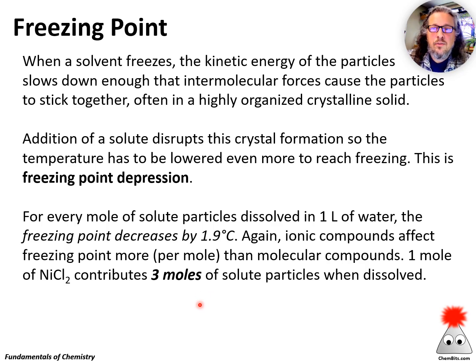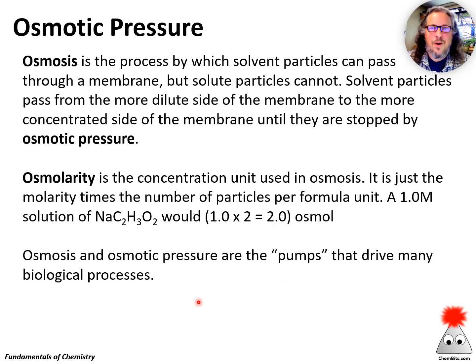The last colligative property that we're going to look at is a very, very important one biologically speaking, and that is osmotic pressure. So osmosis is the process by which solvent particles can pass through a membrane, but solute particles cannot. So I've got that membrane, and I can pass solvent back and forth across that membrane, but I can't pass solute across that membrane. Solvent particles go from the more dilute side to the more concentrated side until they're stopped by osmotic pressure, or until the two sides have an equal concentration. So that's ultimately what is trying to happen in osmosis. It's trying to equalize the concentration across a membrane, but sometimes we can stop before the concentration is equal because of osmotic pressure.